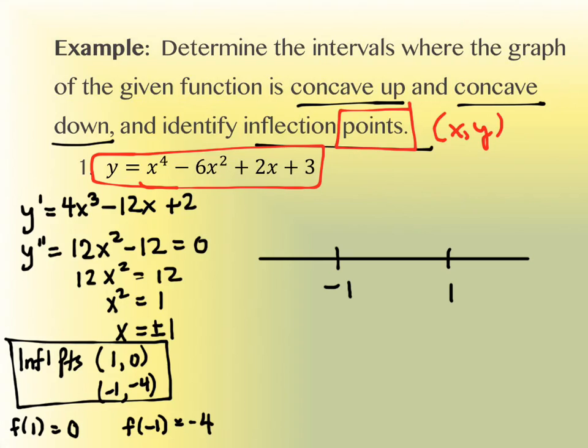So we need to test some points. Tell me a point you'd like to test before negative 1. Negative 2. Between negative 1 and 1? 0, he's our friend. And then after 1? 2. Okay, so now here comes the question again. In which function do we test them? Original, first derivative, second derivative. It's the second derivative, yeah. Because the second derivative is what tells us whether something is concave up or concave down. So we're going to test each one of these points into the second derivative.